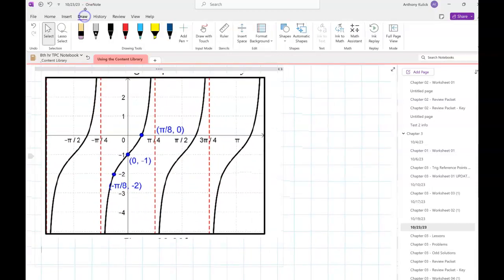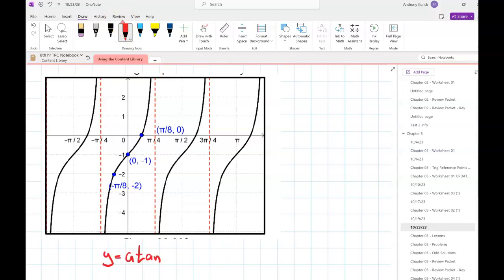So again, if I want to write the equation here, I know my general form is going to be y equals a times tangent of 1 over c times (x minus h) plus k, right? So I need to figure out the values for a, c, h, and k. And once I've done that, I'm good, right?